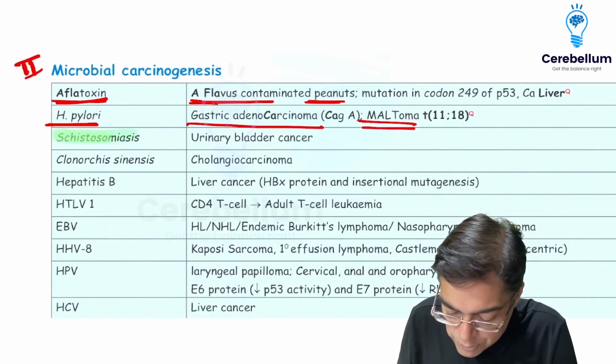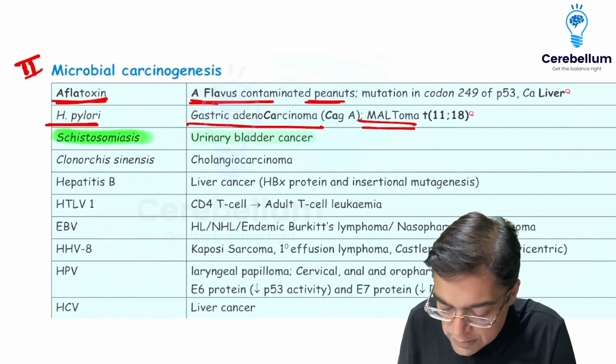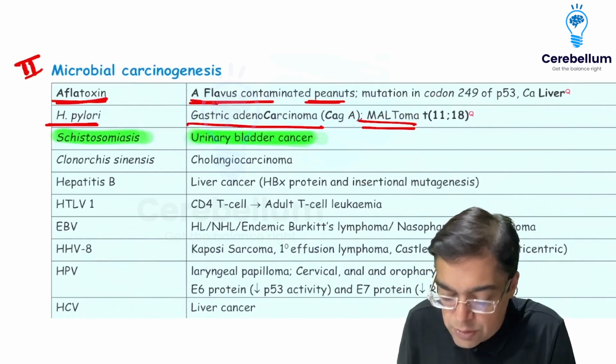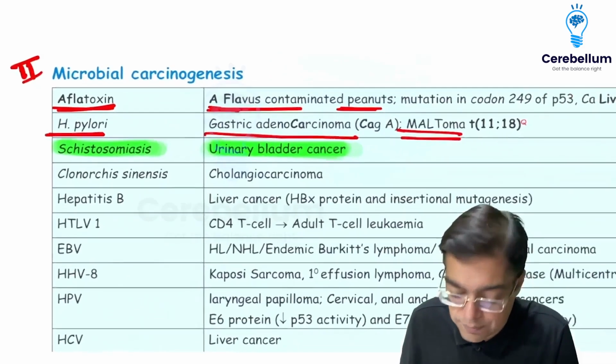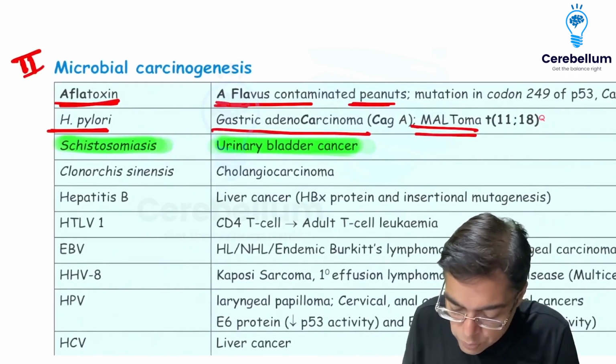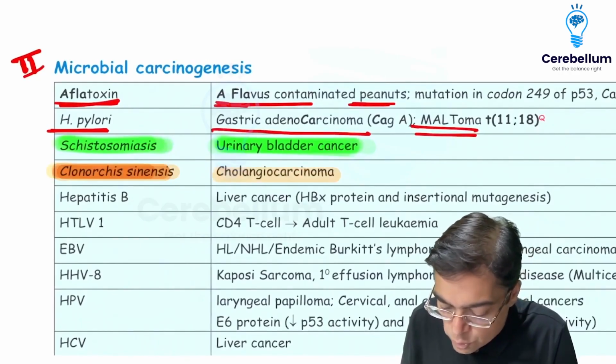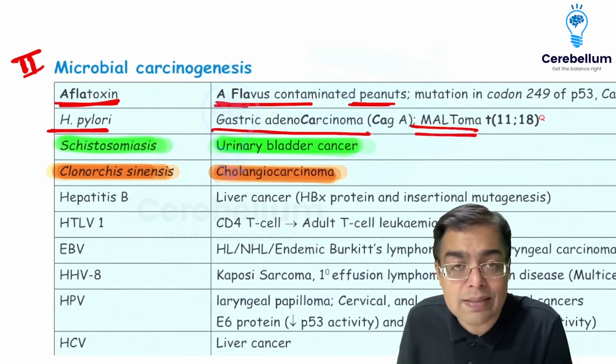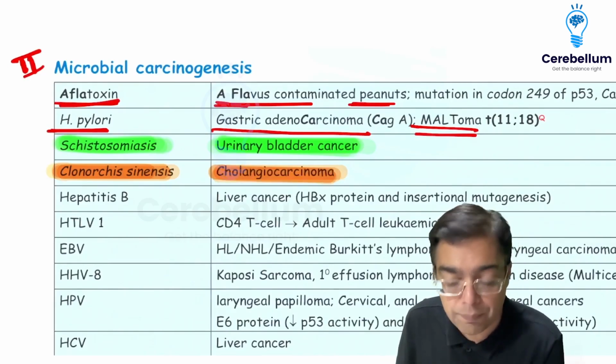We then talk about schistosomiasis, which was asked as a question in the screening exam. Schistosomiasis is associated with urinary bladder cancer. Then we were asked a question in the NEET, as you can remember, Clonorchis sinensis associated with the development of biliary duct cancer. That's going to be cholangiocarcinoma.